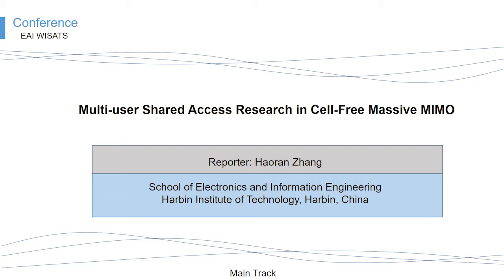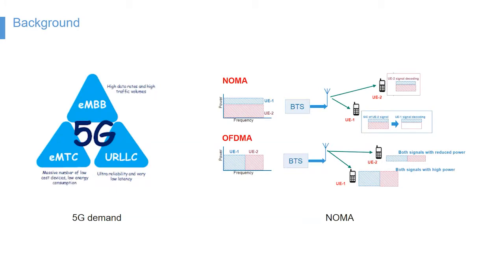Our research title is Multi-User Set Access Research in Cell-Free Massive MIMO. First of all, I'd like to introduce the background of this paper. The three major business scenarios of 5G include enhanced mobile bandwidth, massive machine communication, and ultra-high reliability and low latency communication. In the application of the Internet of Vehicles, the ultra-high reliability scene is the mainstream.